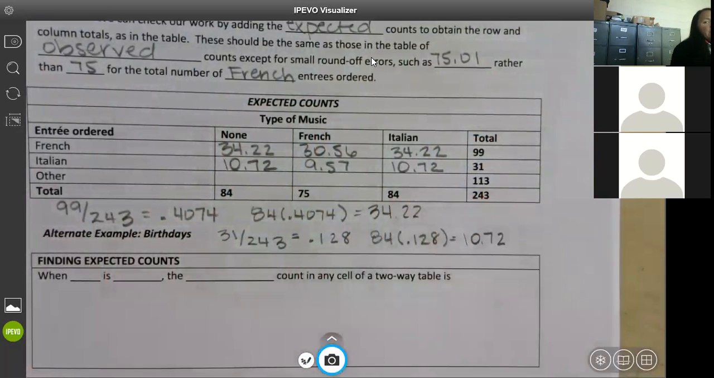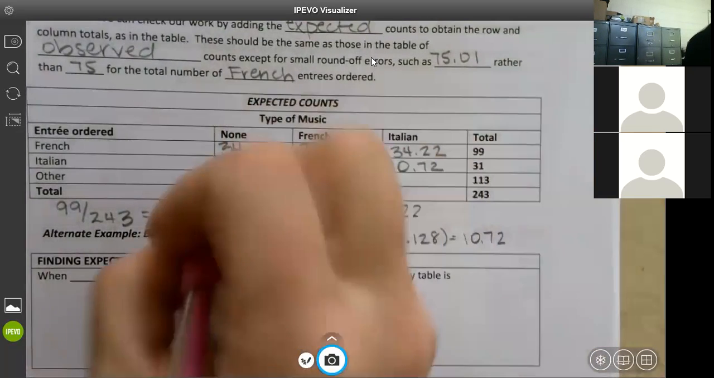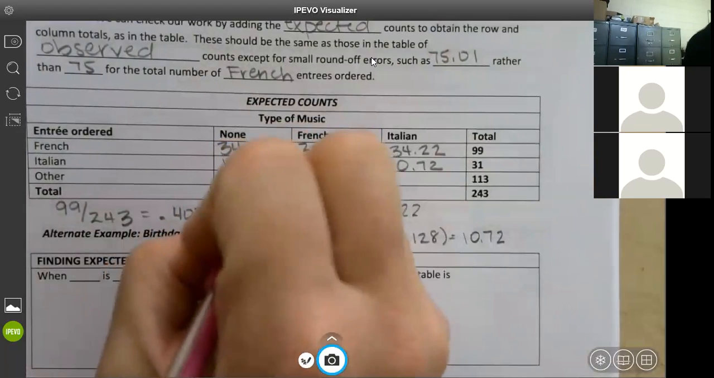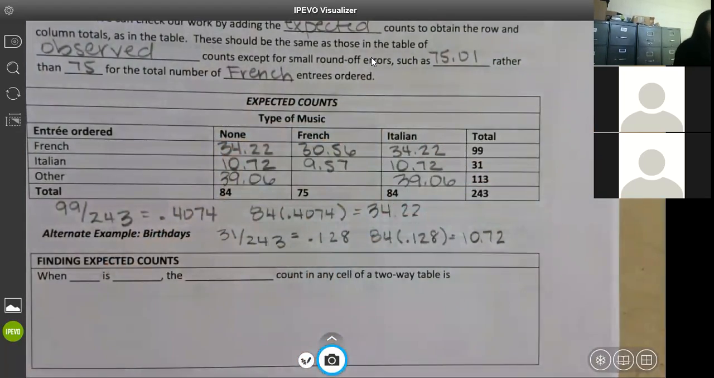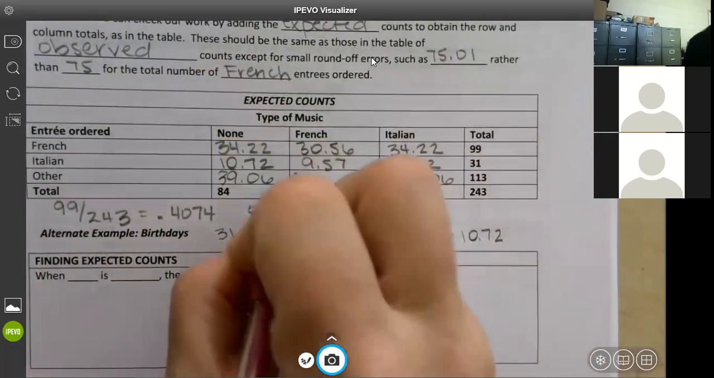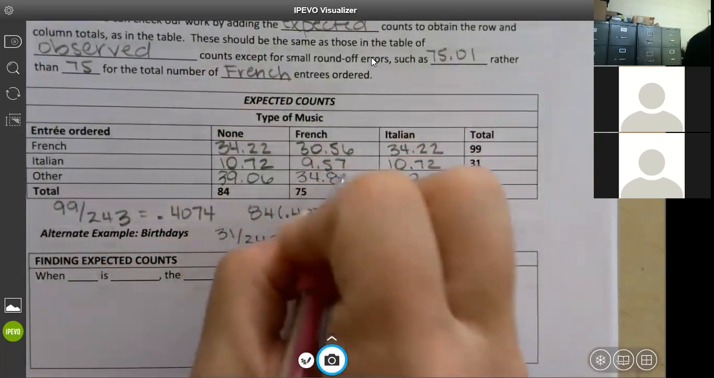So then to get your last one, you're going to do that 113 over 243, and you get 0.465. So you're going to multiply 84 times 0.465, and you get 39.06, which is going to be the same as the last column. And then you do 75 times that same proportion and you get 34.88.